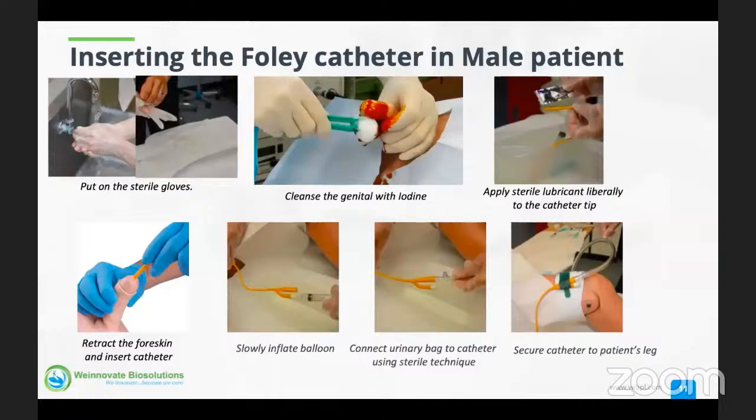Now after this, you have to carefully remove your gloves, dispose of all the equipment, and note down the time of catheterization. If required, the initial urine sample is taken as a sterile urine sample if it is prescribed by the physician.